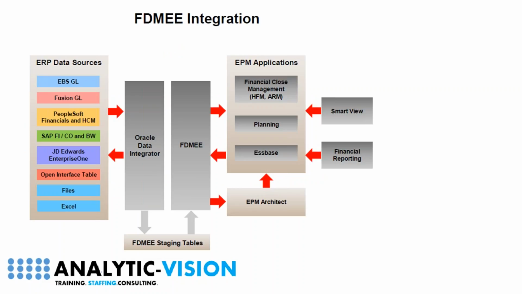This slide talks about FDMEE integration. Here it shows the ERP source systems. You have EBS General Ledger. It supports Fusion General Ledger, PeopleSoft, SAP, JD Edwards, Open Interface Tables, Files, and Excel. We'll be talking about files. We also have Excel given here, so we can download Excel where you can put the data and you can also upload it. We'll also talk about how you can do that. There are other source systems which are also supported with the .200 patch. I will also show you what other source systems are supported when you apply this .200 patch.